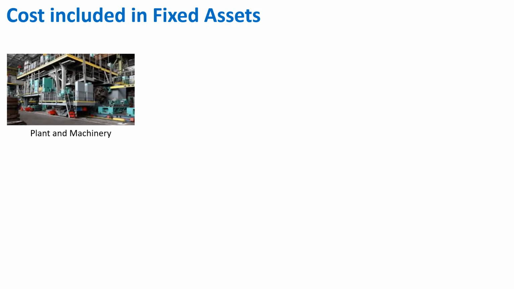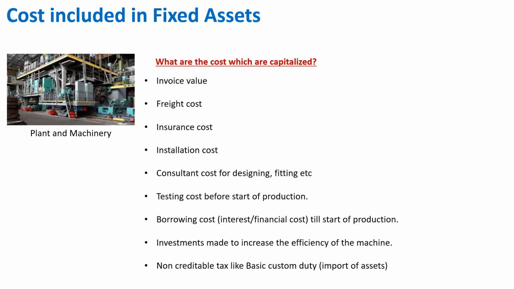So let's take an example like plant and machinery. Now let's see what costs need to be capitalized. The first one is invoice value, mostly the invoice raised by the vendor. Second is freight cost. Then insurance, installation cost, and consultant cost for designing, fitting, etc. Even though the consultant is not directly involved in the asset procurement, if the design has been prepared by the consultant and based on that the vendor has manufactured the asset, then the consultant cost also has to be added to the cost of the fixed asset.